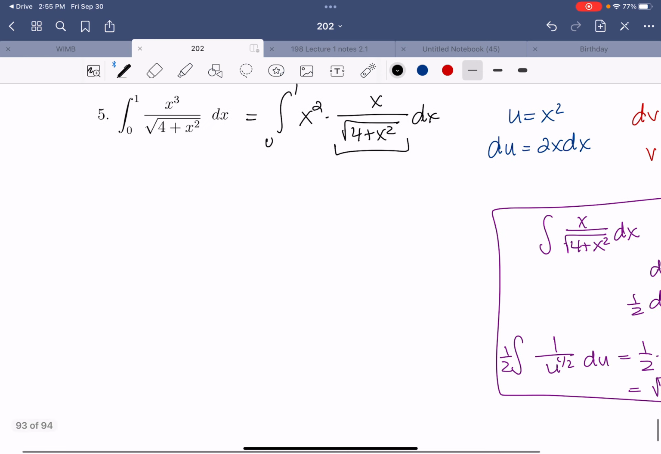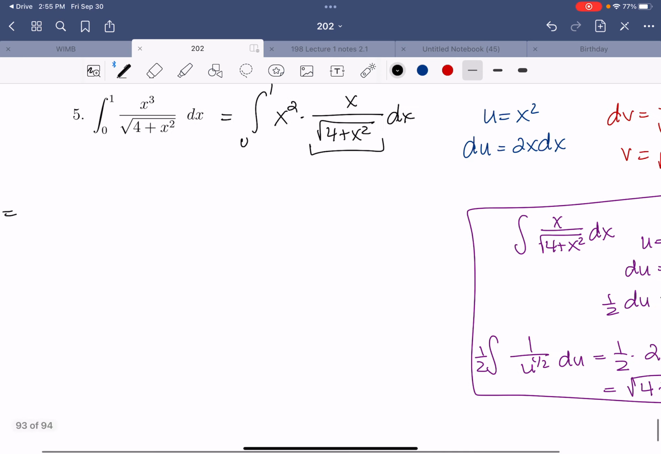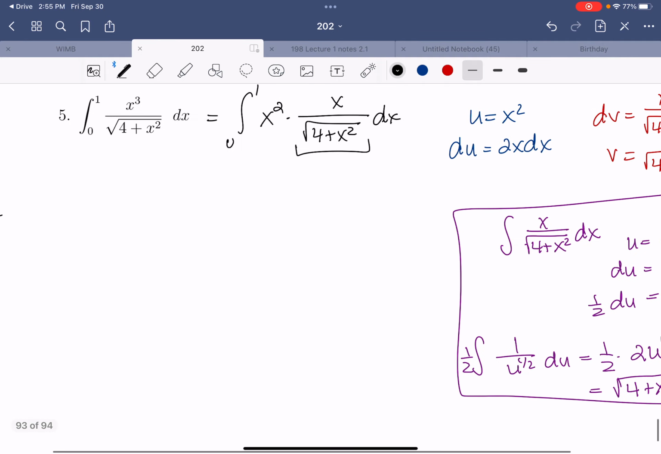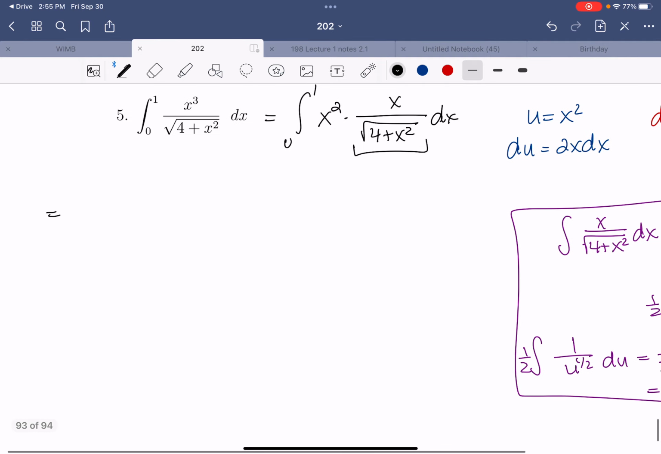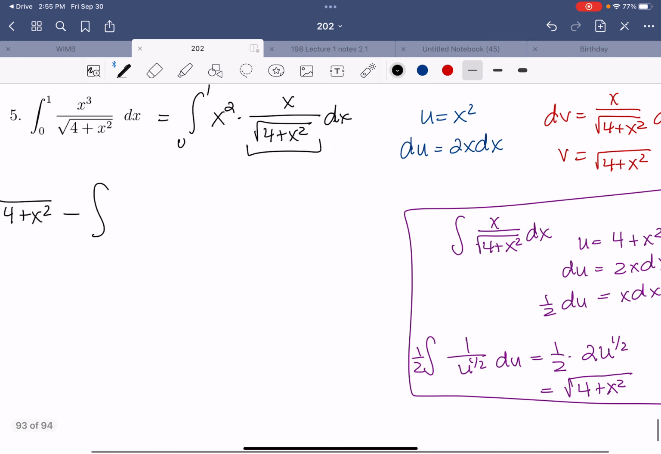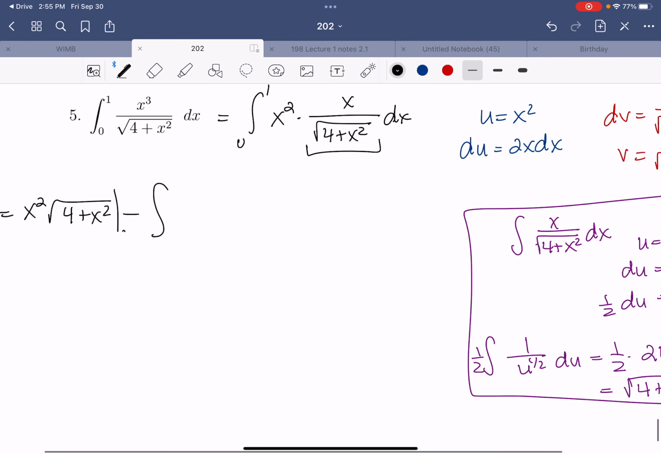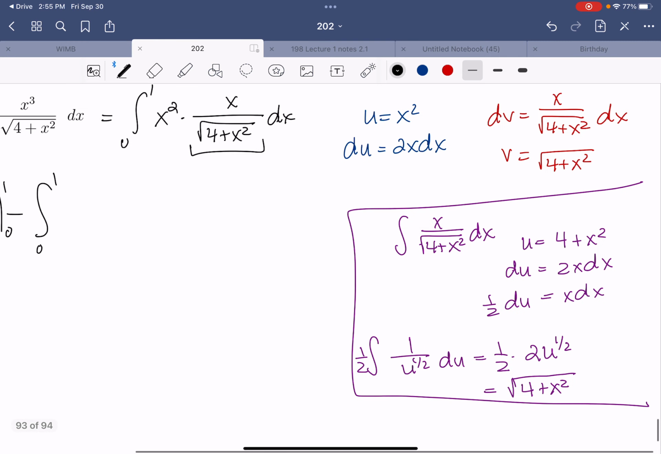All right, so now we want our integration by parts. So I'm taking x squared times the square root, so that's x squared times the square root of 4 plus x squared, minus the integral of, and we're integrating from 0 to 1. So I've got to evaluate from 0 to 1 and integrate from 0 to 1. And I'm taking 2x times the square root of 4 plus x squared dx.